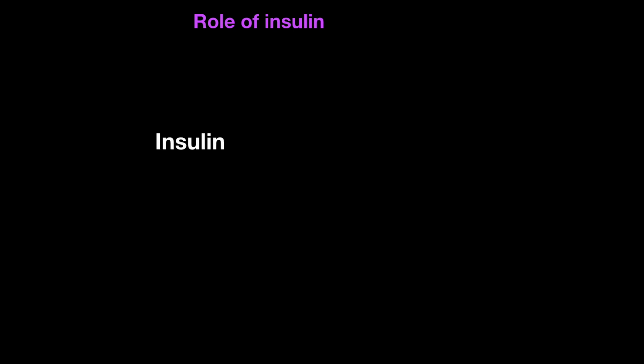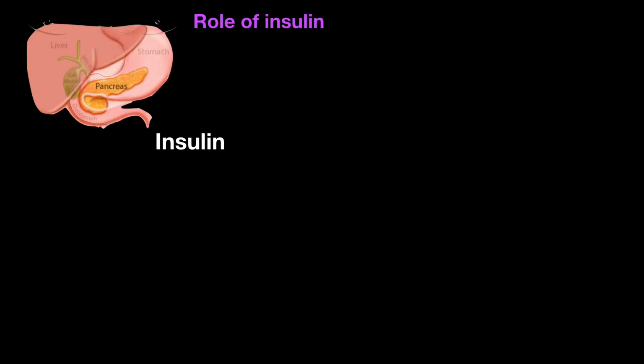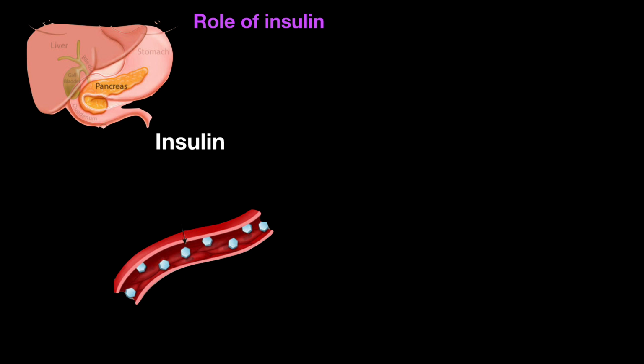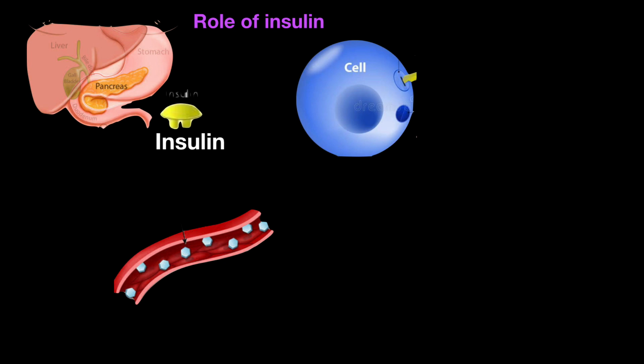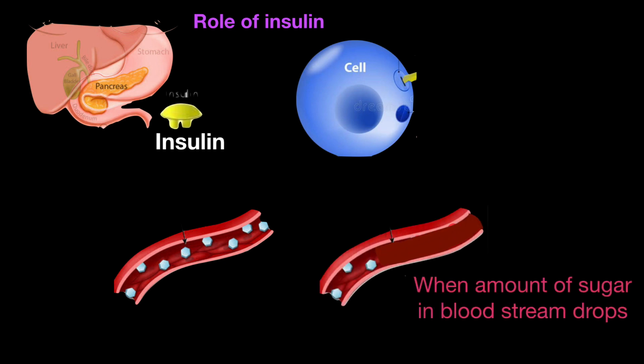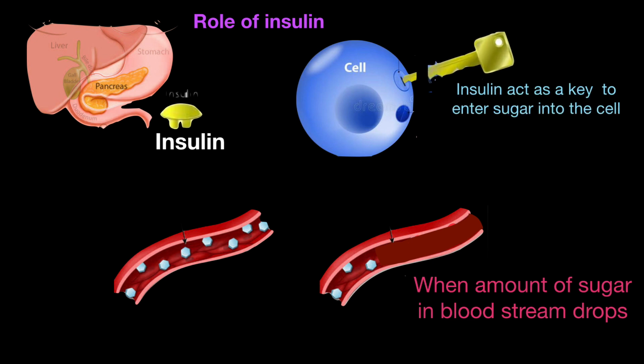Insulin is a hormone which is secreted from beta cells of the pancreas. The presence of sugar in the bloodstream triggers the pancreas to secrete insulin. When insulin circulates in the bloodstream, it helps the sugar to enter inside the cells. As a result, the amount of sugar in the bloodstream drops. In response to this drop, the pancreas releases less insulin. That means insulin acts as a key to let sugar into the cell.